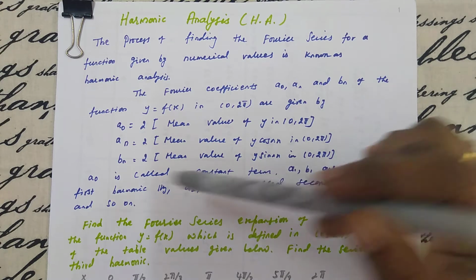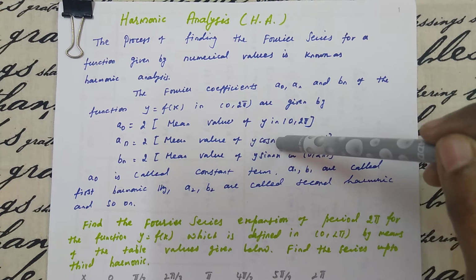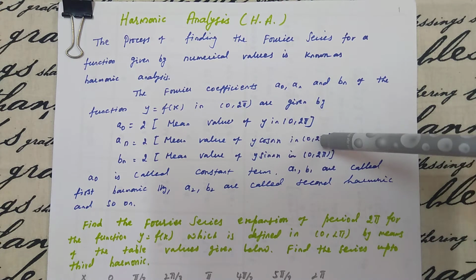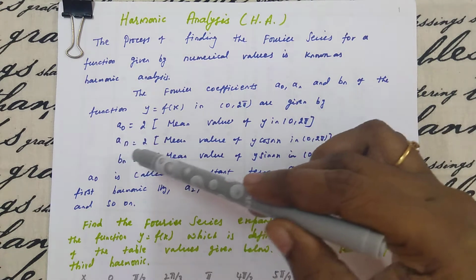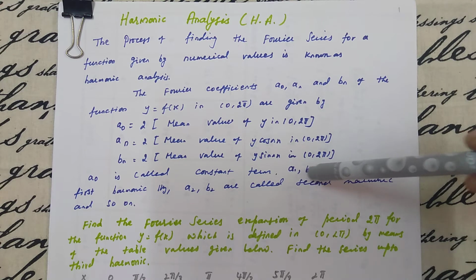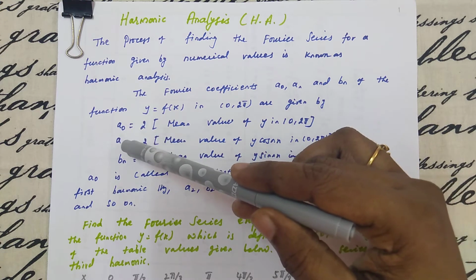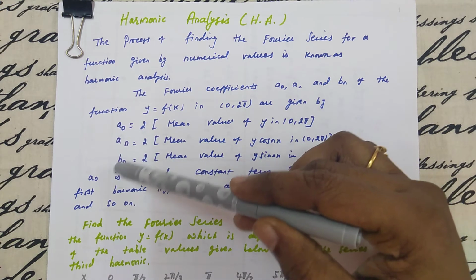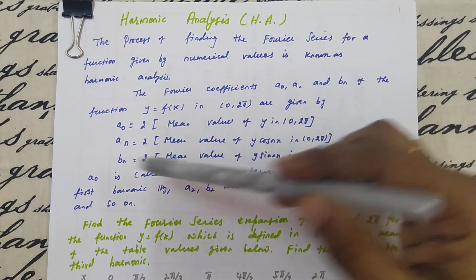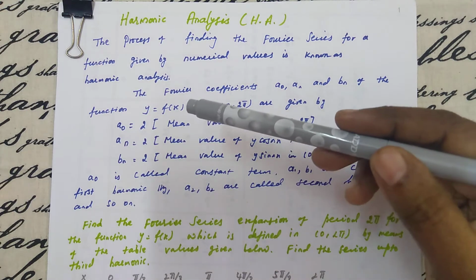If I take n equal to 1, then this becomes a1 equal to 2 into the mean value of y cos x in the interval, and b1 equal to 2 into the mean value of y sin x. a1, b1 are called the first harmonic. If I take n equal to 2, then we get a2, b2, and n equal to 3 gives a3, b3. So a1, b1 are called the first harmonic, a2, b2 the second harmonic, a3, b3 the third harmonic, and so on.